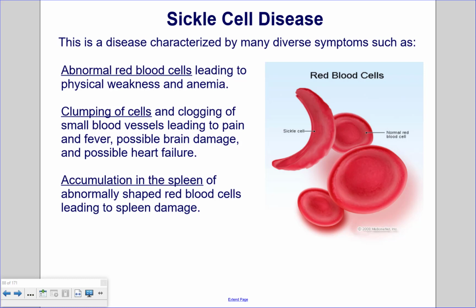So if you look at the shapes of these cells that are crescent shaped, they're not as round and able to flow through the blood vessels as well, so they clump more and then they stop blood flow, leading to these symptoms such as possible brain damage and heart failure. Accumulation in the spleen of abnormally shaped red blood cells leading to spleen damage. The spleen normally removes red blood cells that have lived their life and are worn out, and so if these crescent-shaped blood cells get clogged up in there, that could be a big problem for the spleen.